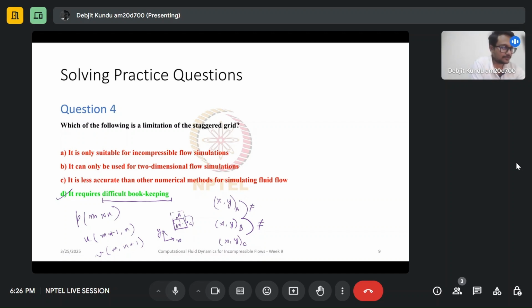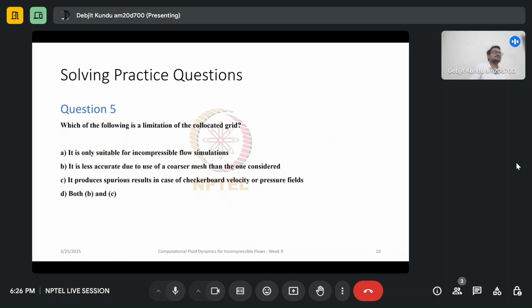Anyway, let's keep moving. We'll move on to question number 5 now, which is asking which of the following is a limitation of the co-located grid. Is it once again that it is only suitable for incompressible flow simulations? Is it because it is less accurate due to the use of a coarser mesh than the one considered? Is it option C, that it produces spurious results in case of checkerboard velocity or pressure fields? Or is it option D, that is both B and C?